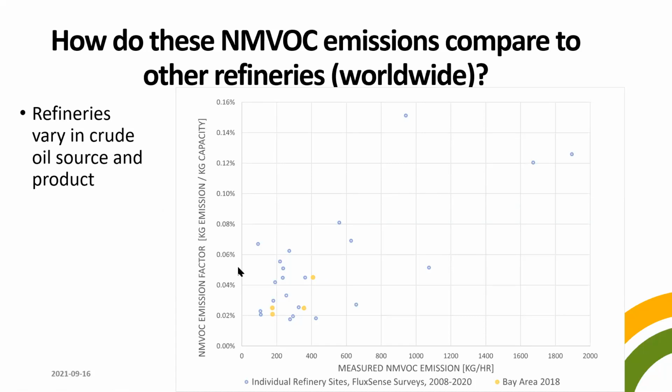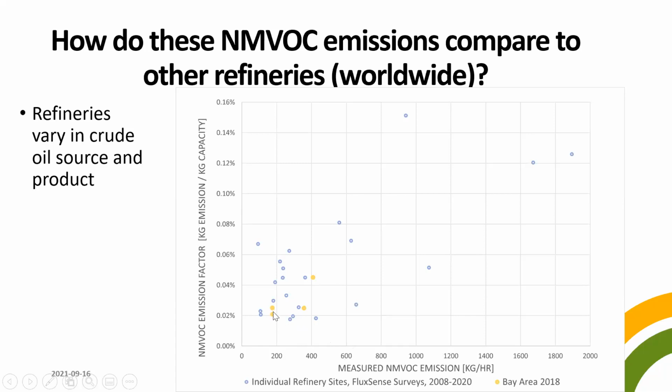And Middle East and Korea. And this is individual refineries. So you can see the yellow parts here. It shows the emission factor, kilo emission per capacity of that refinery. So it's like an emission factor, as a function of the measured emission that we have been doing here.